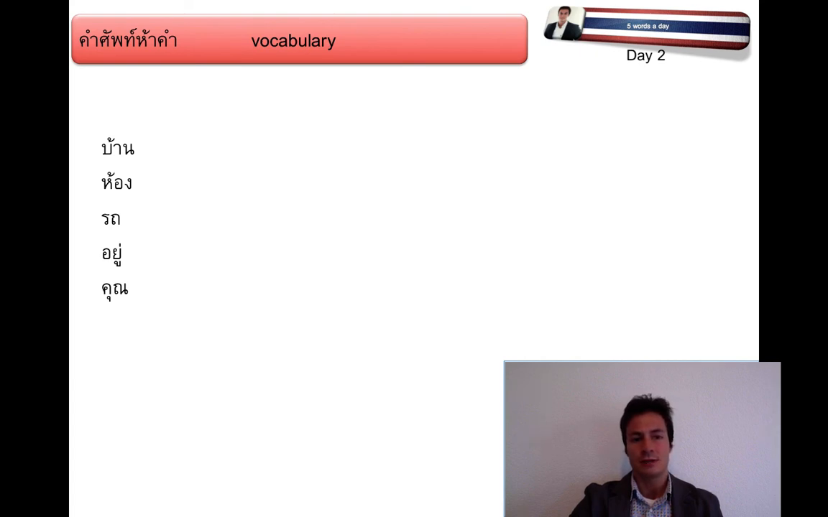Translation: บ้าน means house, sometimes also home. ห้อง is room. รถ is a car. อยู่ means to be at a particular location. And คุณ means you.